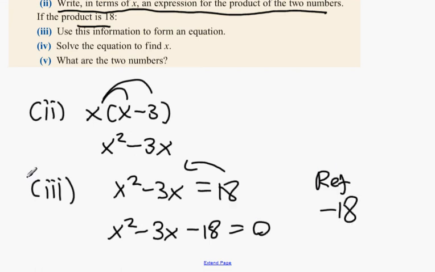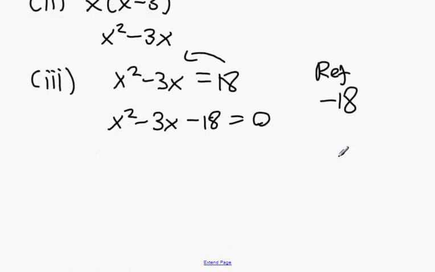Pick 2 numbers that multiply together to give you 18. 6 and 3. Is it plus 6? Minus 6 and plus 3. And how did you get that? Because the answer then is minus 3x, minus 3. So minus 6 plus 3 gives us minus 3, and minus 3 is what we want.